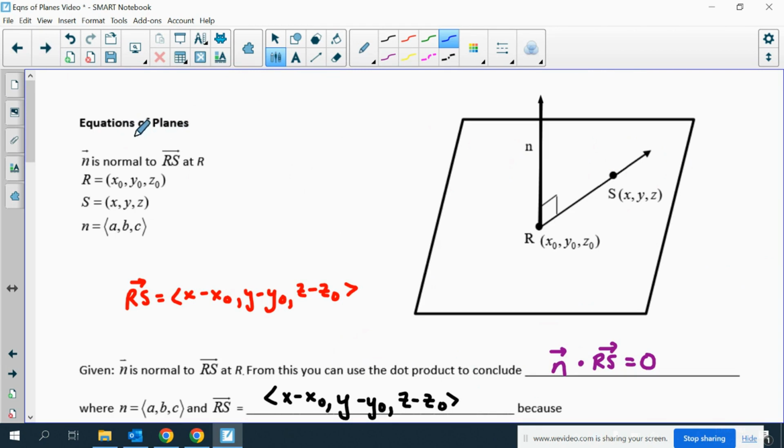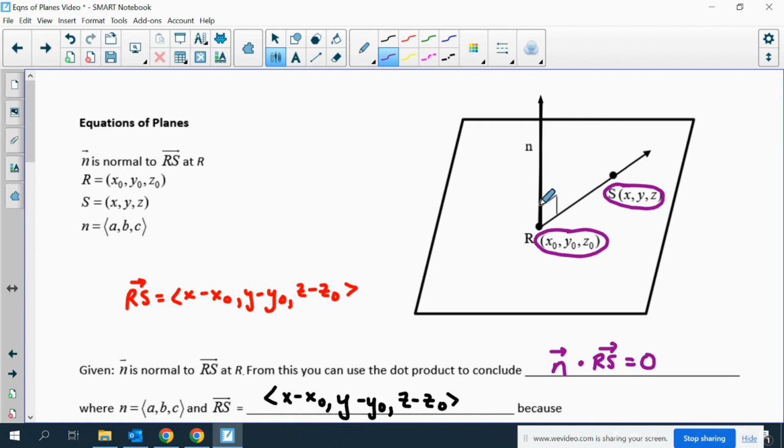Now let's say we want to find the equation of a plane. So we use all this stuff that we just learned in order to find the equation of a plane. Basically what I need to do is find a generic vector on the plane. So in order to find a generic vector on a plane, you take some point that is known to be on the plane and then move it in any which way so that it stays on the plane.